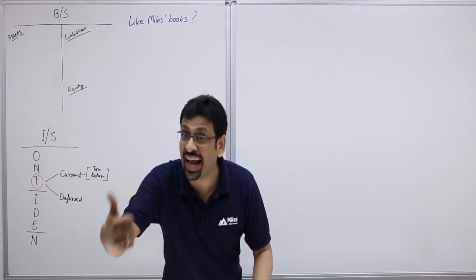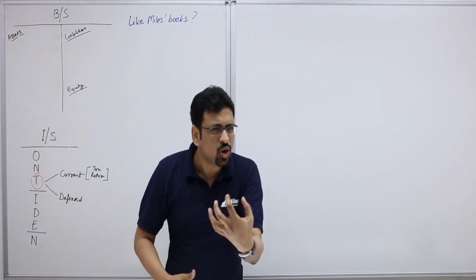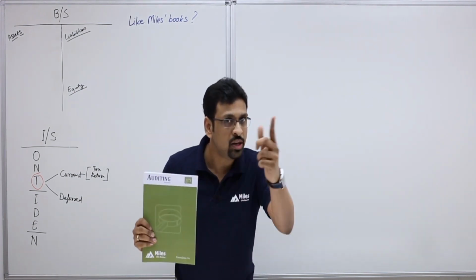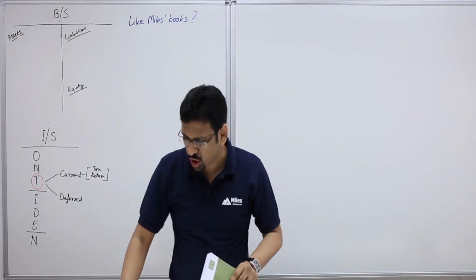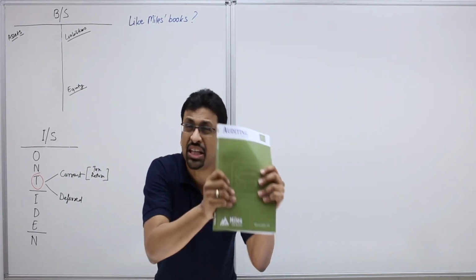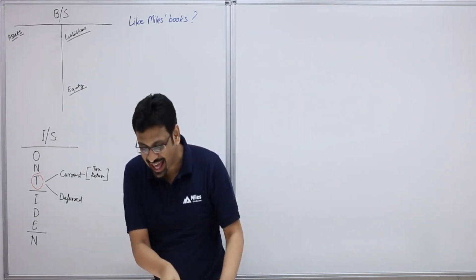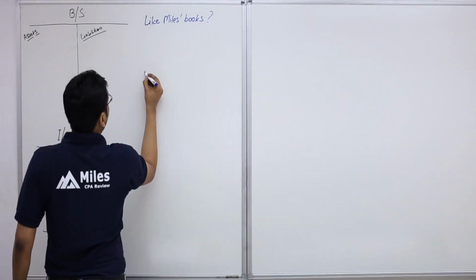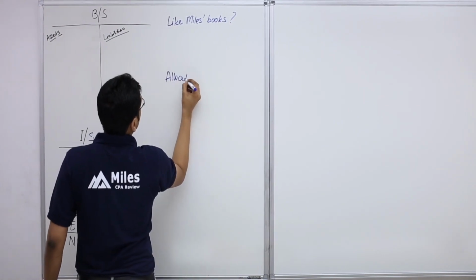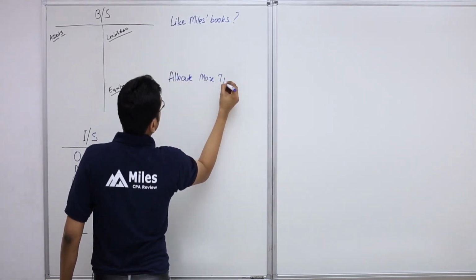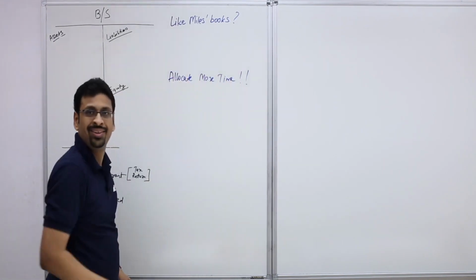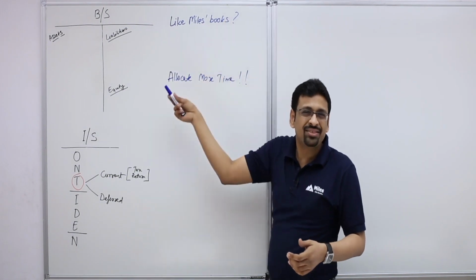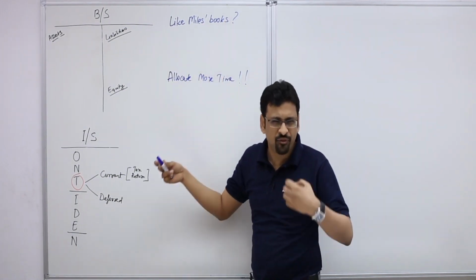So guys, since you like these books, you love these books, you've got to make sure that you allocate more time to these books. So now that you've told me that you like these books, make sure you spend more time. Make sure these books are your dates on Saturday nights. Since you like Miles' books, I'm going to tell you to allocate more time to these books. Okay, so we had a nice feedback session and I've given you a good tip for your CPA exams.